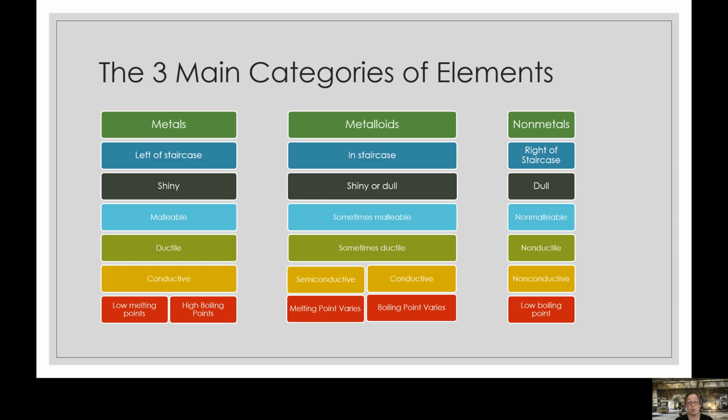The melting point and boiling point for metalloids vary, but they have higher melting points than metals and lower melting points than nonmetals. The boiling point really depends on the properties of that particular element. If they're more like a nonmetal, they're going to have a low boiling point. If they're more like a metal, they're going to have a really high boiling point.